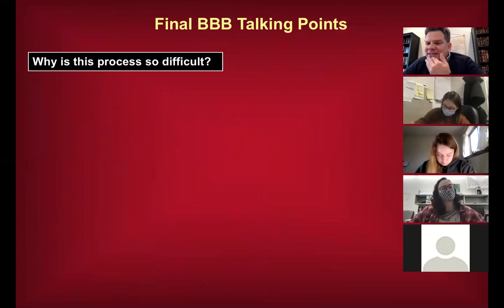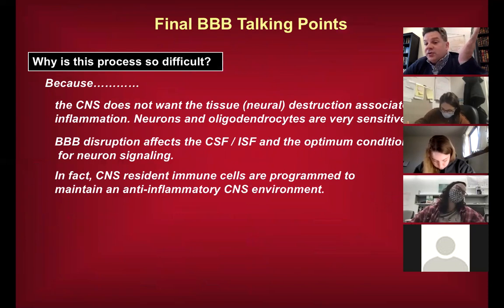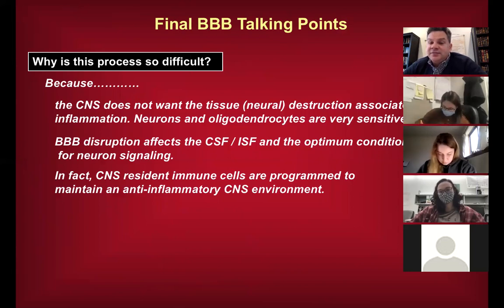So why is this process so difficult? Well, first of all, we're talking about a specialized tissue that doesn't have a lot of capacity for repair. It doesn't have a lot of capacity for being replaced. It's very sensitive to inflammation. We see that with neurons, and we see that with oligodendrocytes. Do you remember some of those factors that kill oligos dead? Nitric oxide, TNF alpha, right? So you want to keep the brain in this more homeostatic situation.